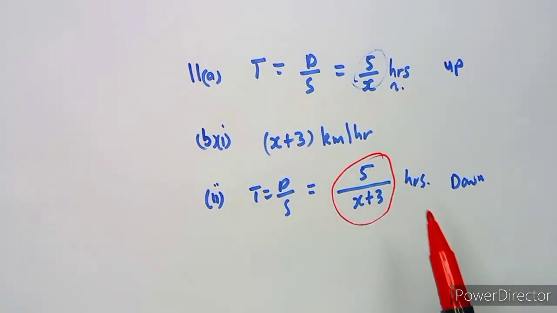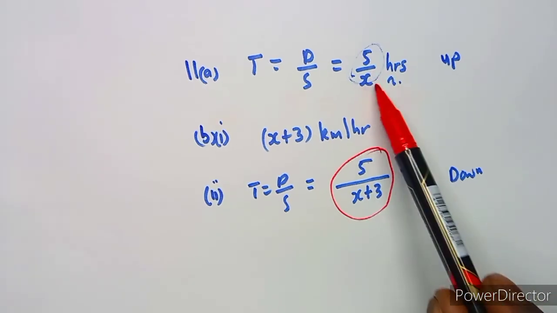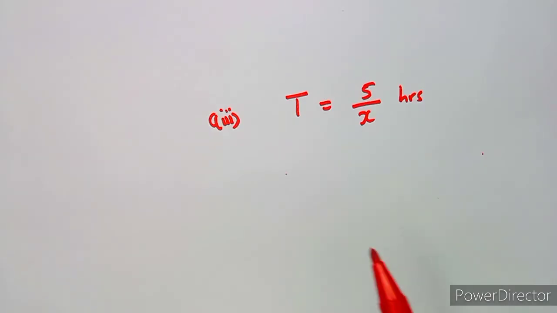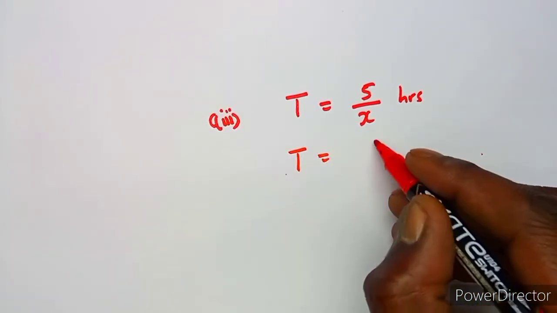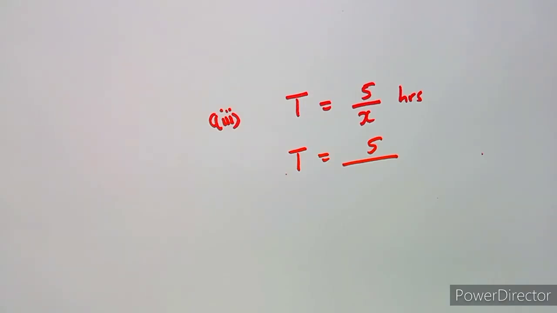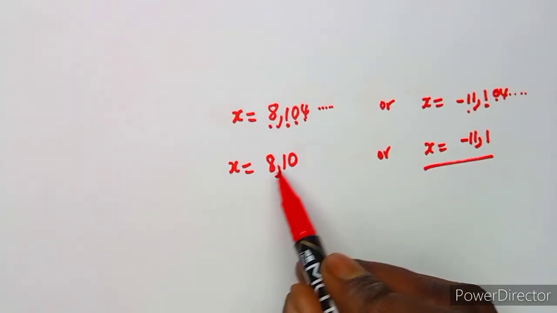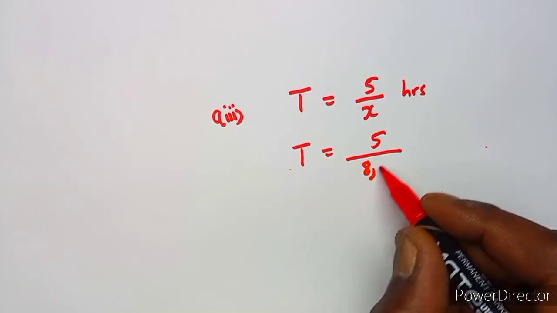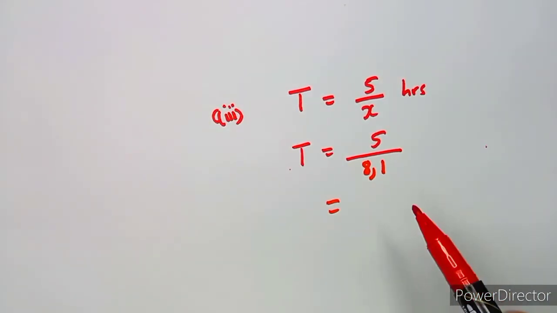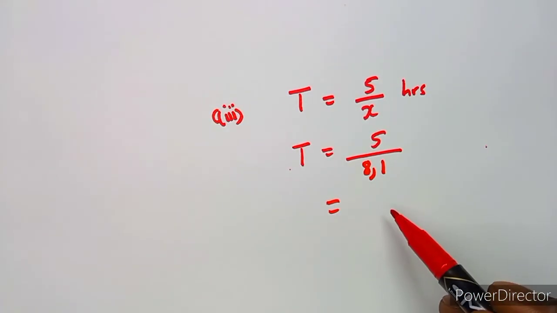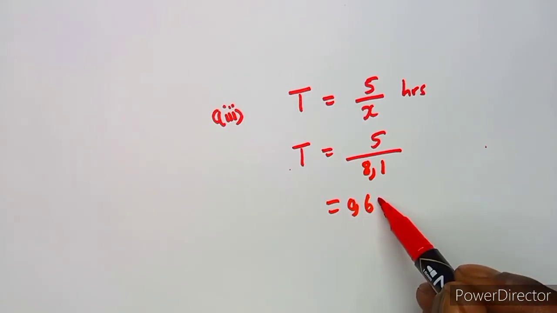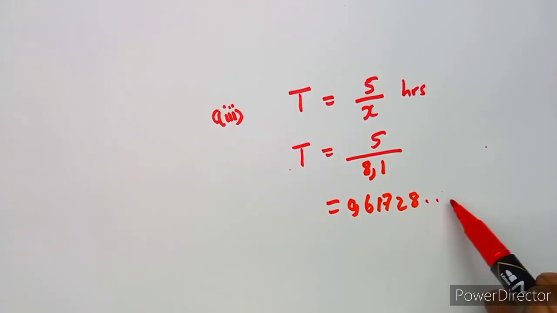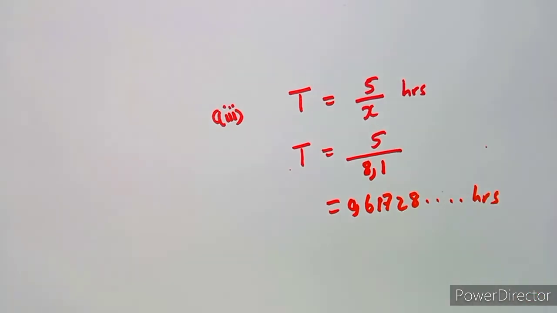Okay, this is what we had in terms of what? In terms of x. But now they are asking for this time, which means we are supposed to find the exact value of time, because now we have got what? The value of x, and we know that our x cannot be a negative. So of these values that we have, our x, the one that we are going to use, is 8.1. Okay, so that is 8.1 here. So if we divide, we are going to obtain 0.61728, something like that. This is the time that you're going to have, and this time is in hours.